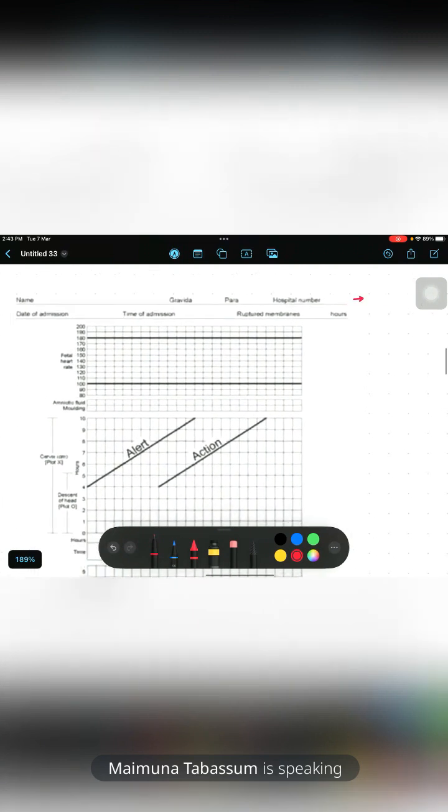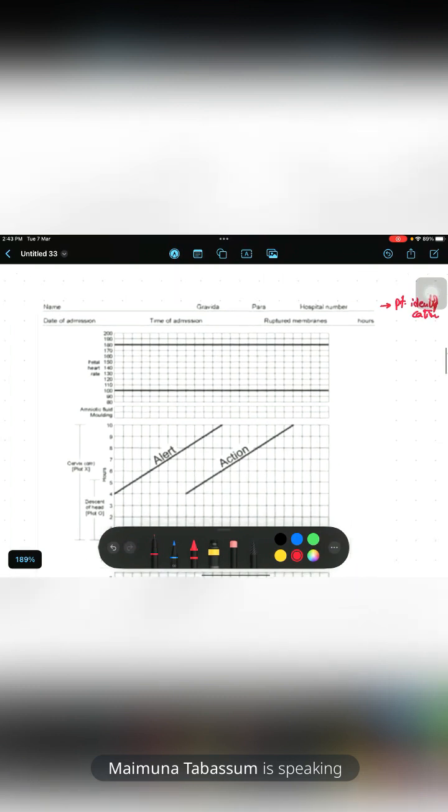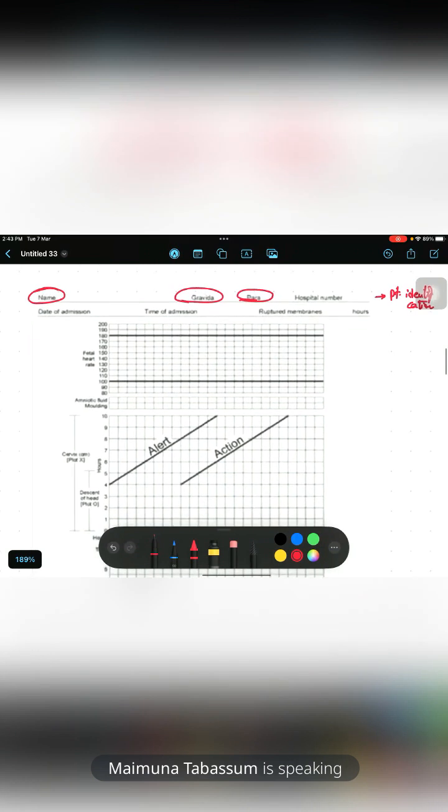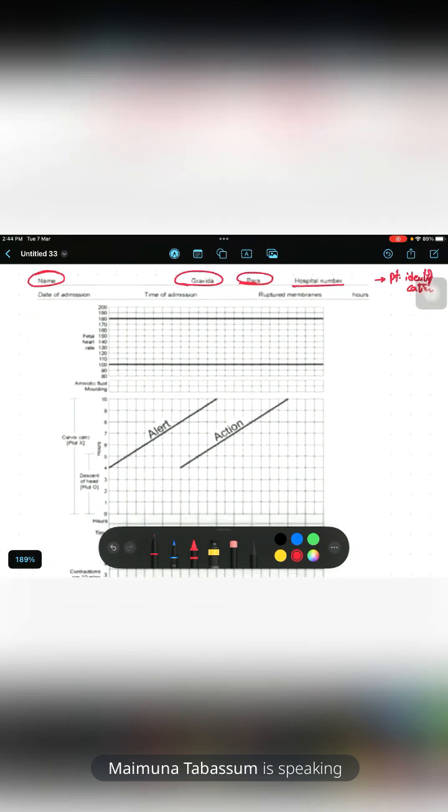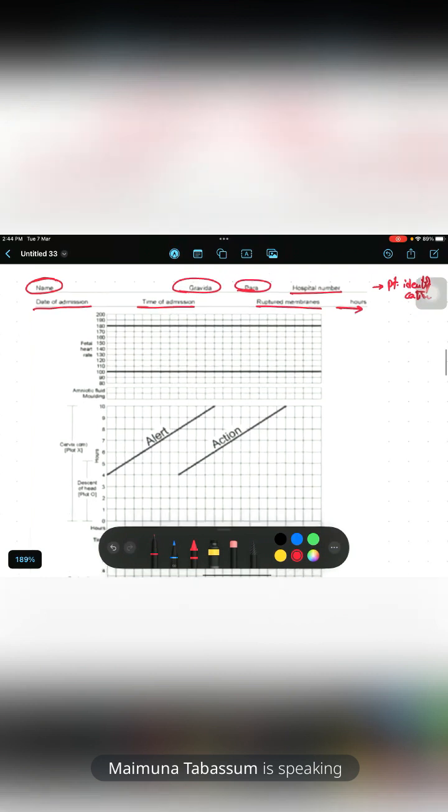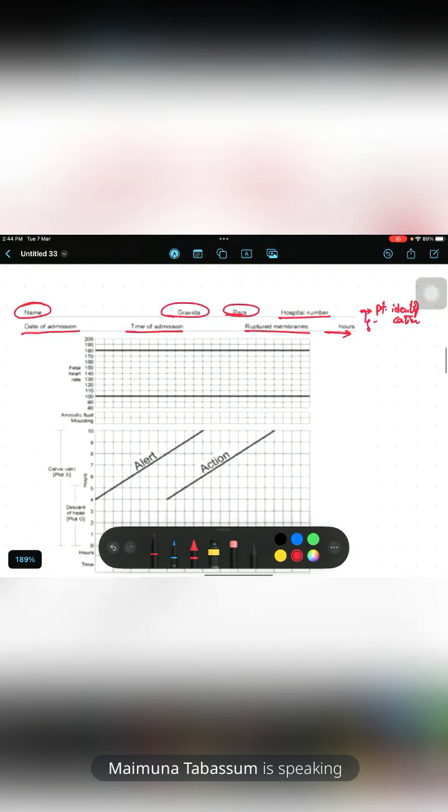The first is the patient identification. This asks about the name, the obstetric formula of the lady and the hospital number. Then it asks about the date of admission, time of admission, and if ruptured membranes, for how long the membranes have been ruptured. So this is about the patient identification.